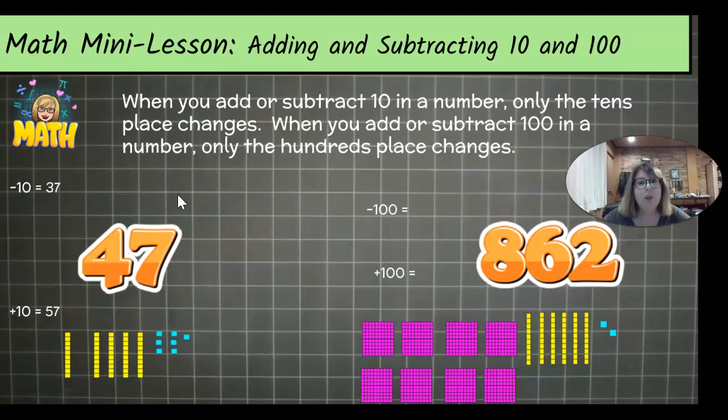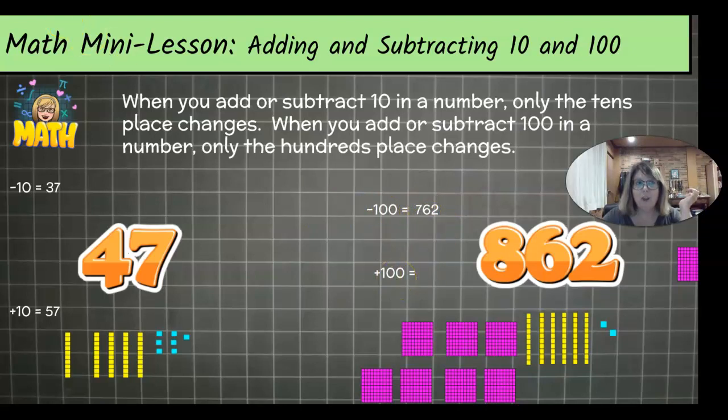Now the question is, would it work the same if I subtracted 100 or added 100? And yes, it would work the same, except this time the tens digit and the ones digit would stay the same, and the only thing that's going to change is the hundreds digit. Let me show you. Here, I've just taken 100 away, and that leaves me with 762 left. So, minus 100 is 762.